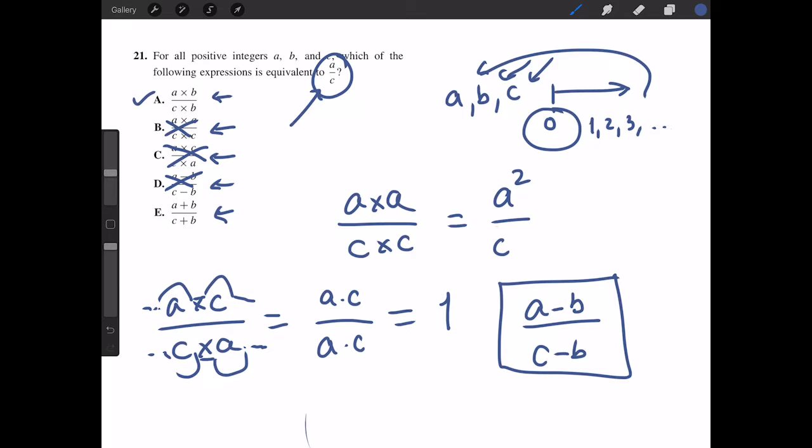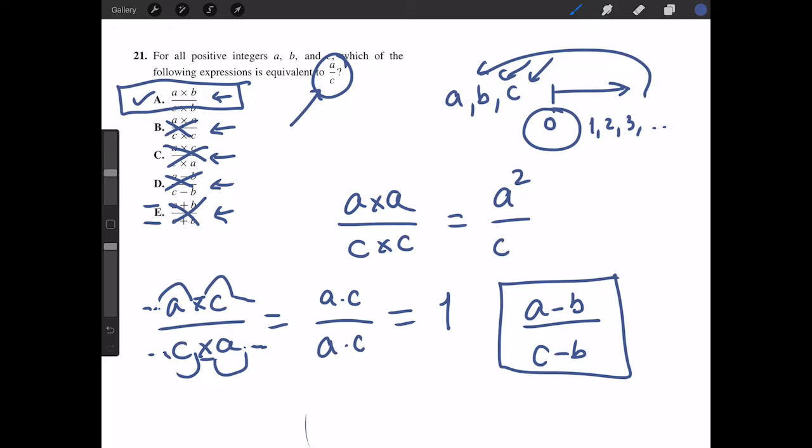So D doesn't work. For the same reason, no continuous multiplication link in the numerator, and to boot, neither in the denominator. So choice E stays as a plus b divided by c plus b. You can't simplify it. So it's not equal to a over c. If you think that you can cancel the b's there, no, again, no continuous multiplication link. That's why D and E do not work out. Choice A was the right one.